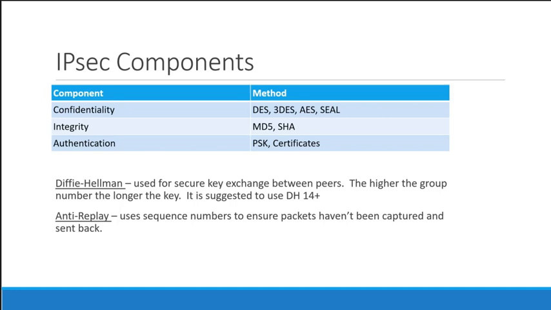DES, or Data Encryption Standard, is a 56-bit symmetric data encryption algorithm. Triple DES is basically, it runs the DES algorithm, but it runs it 3 times with different 56-bit keys.